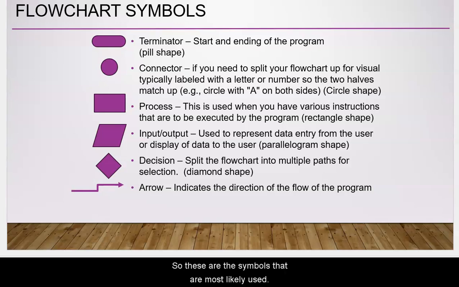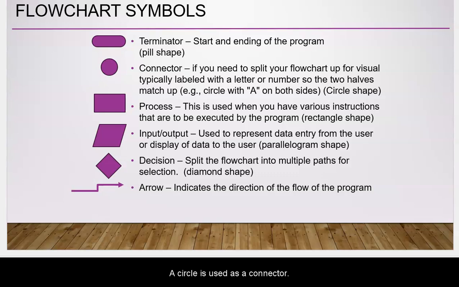So these are the symbols that are most likely used. And what I really like about PowerPoint is that it has all these symbols. It has more of the flowchart symbols, but these are the main ones that I've used. And so I'm just going to go over each shape. So this top one is what's called the Terminator. It's a pill shape, or an ellipse. Basically, it is the start and ending of the program. It just tells the user when you look at the flowchart, this is where it begins and this is where it ends.